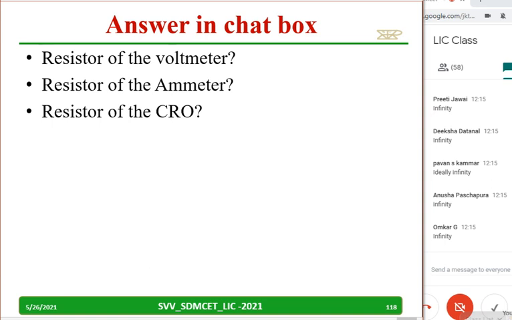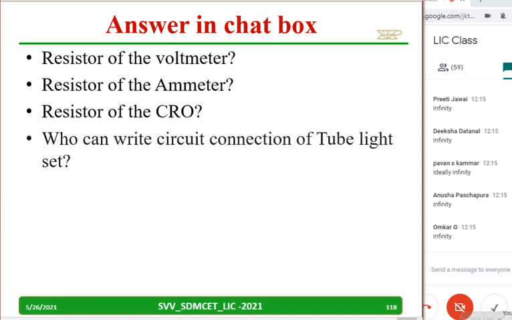Let me go to the next. Anybody can write, let me know who can write a tube-light set circuit. Here I cannot see what you are writing, but let me see who is confident to say, sir, I can write. I can ask him to unmute and talk. You can just type, yes sir, I know, with confidence.